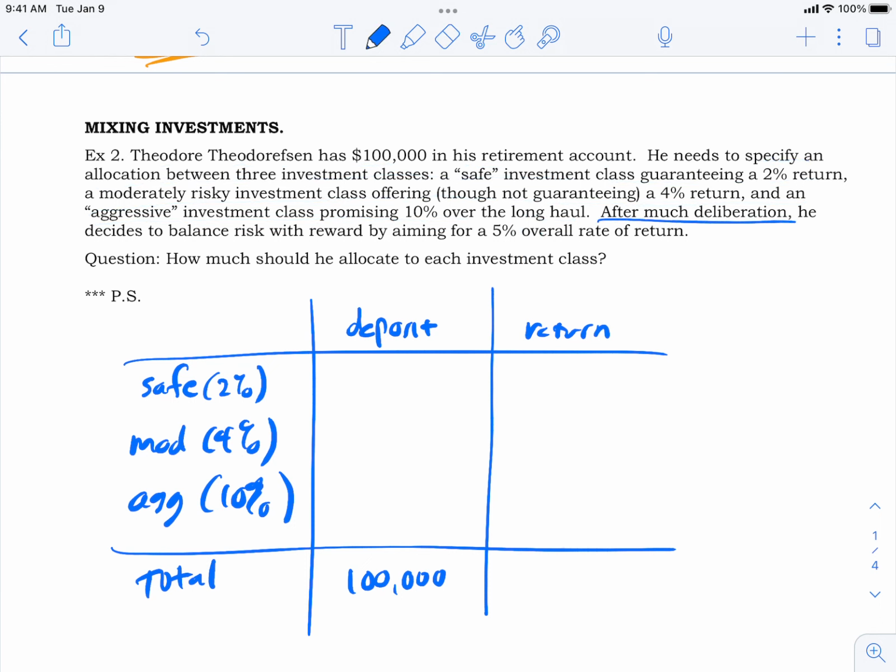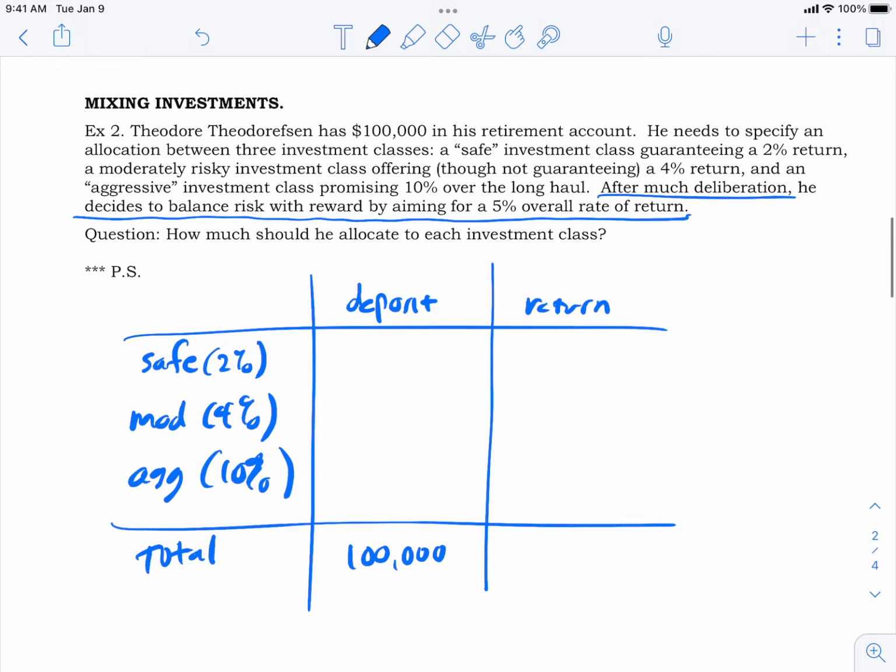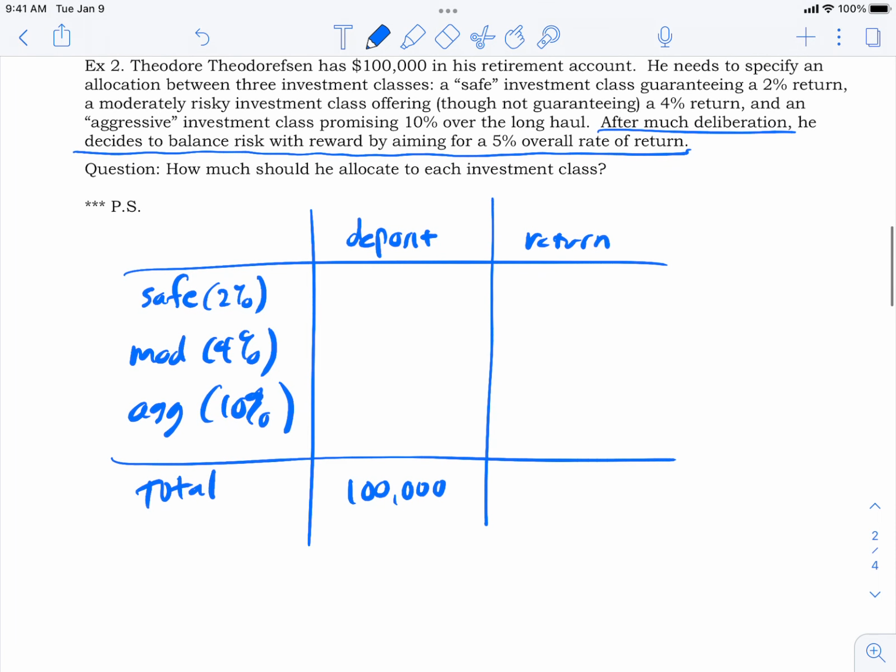After much deliberation, he decides he's going to balance risk with reward by aiming for... So you could put it all in the stock market and say, hey, I'm going to get 10%. Or you could say, well, let's not take that much of a risk. I do want to retire fairly soon. He says, I want to have a 5% overall. So where does that 5% go? I guess it would go here, right? And that's all that they're telling us.